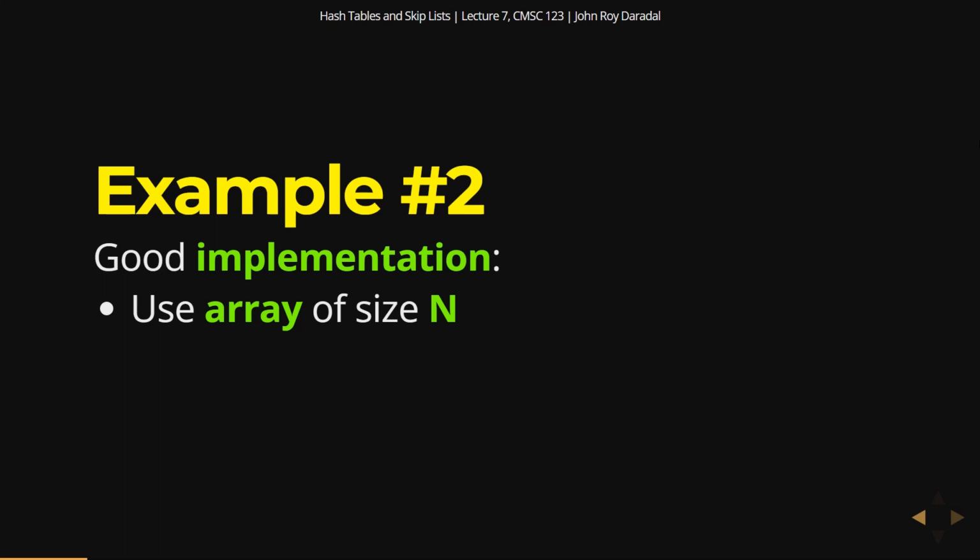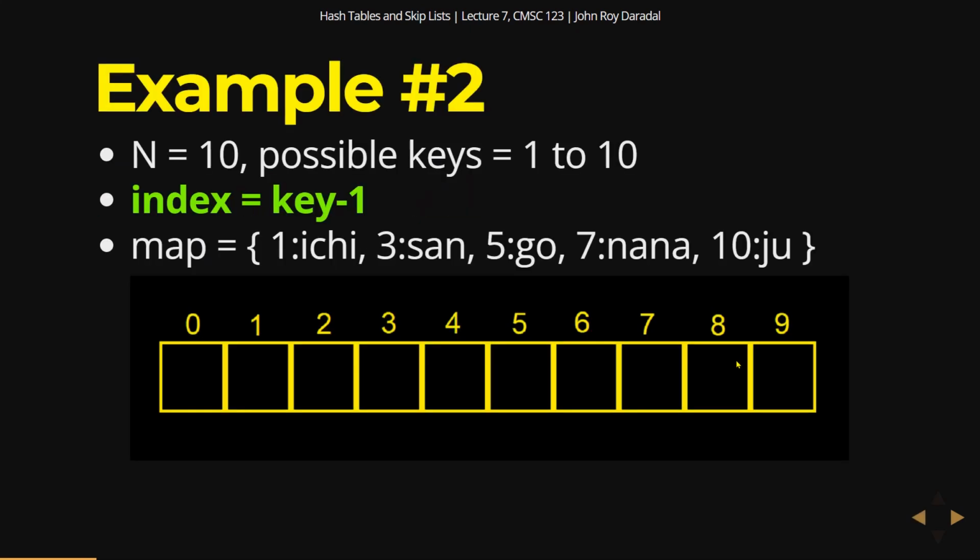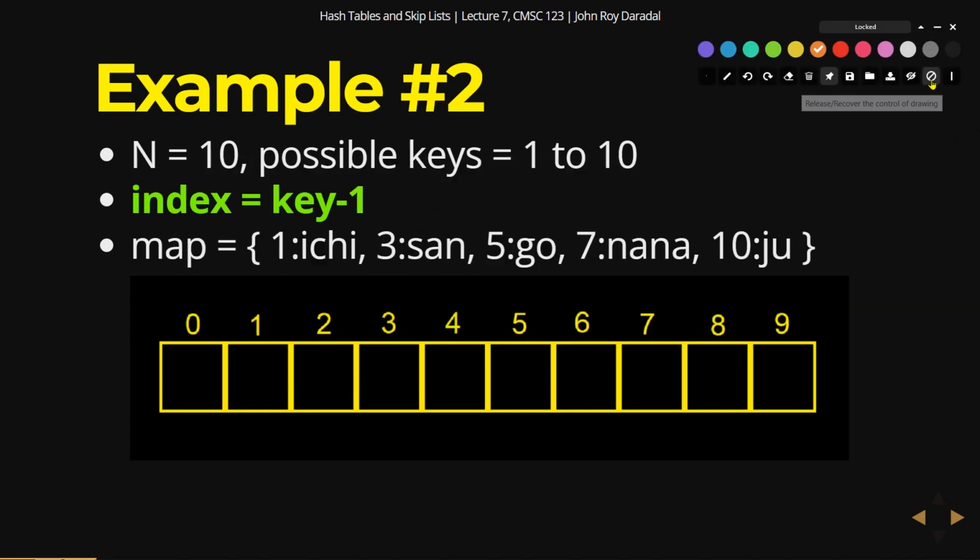Okay? We can't do, if it's at key k, we'll put it at index k. We can't do that anymore. Okay? What we'll do instead is adjust it a little bit so that we can store the entry with key k at index k minus 1. Okay? Does that make sense? So for example, if there are 10 possible keys from 1 to 10, we will have to adjust the key by subtracting 1 to get the index.